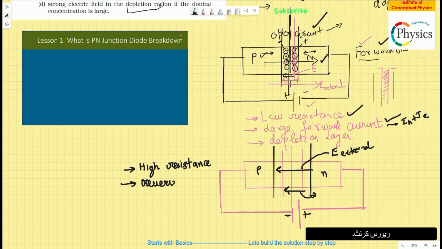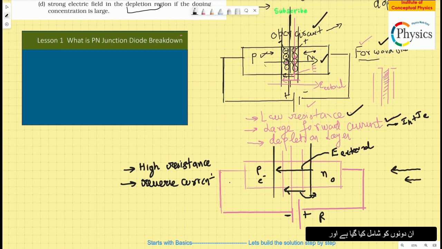Reverse current. Now this is a drift current, okay? And I hope you remember the drift. If you notice, the P side has electrons which are in minority, and the N side has holes in minority. Now if you see carefully, the electric field direction is from right to left. This is the way the electric field has got added. So this is your external electric field, and this is your internal electric field.